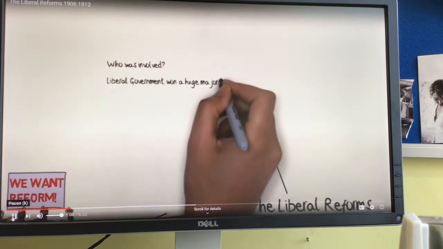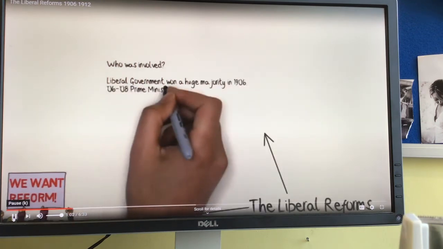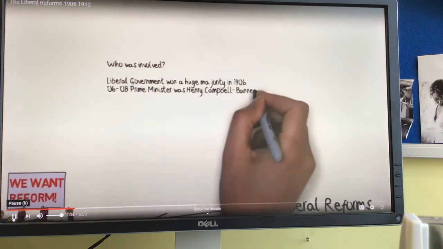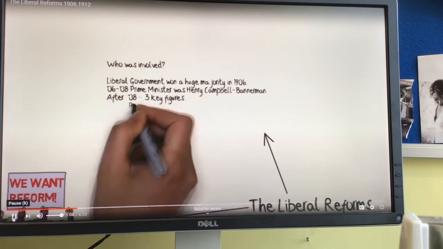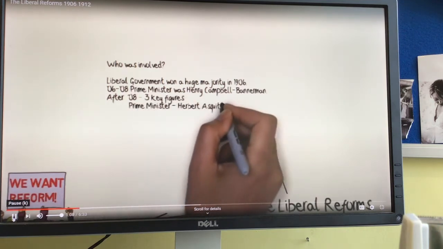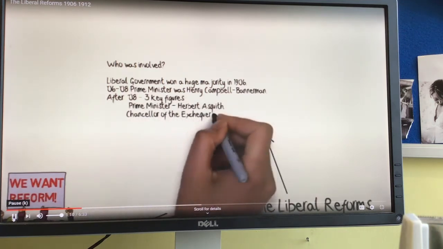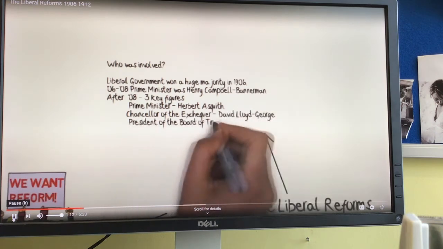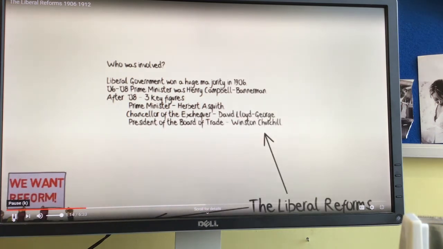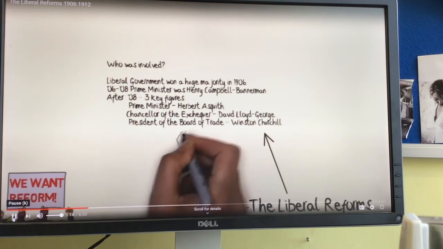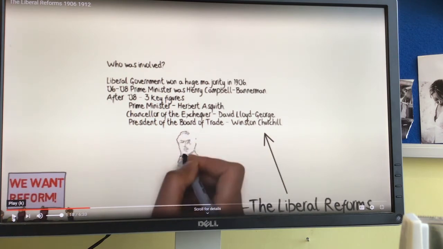After the 1906 election victory, Henry Campbell-Bannerman was Prime Minister for 2 years. But the key figures in the reforms were Asquith, Prime Minister from 1908 onwards, David Lloyd George, Chancellor of the Exchequer, and Winston Churchill. This is politics. The level of detail here is not necessarily needed for a paper on medicine through time. They've just mentioned some key figures.